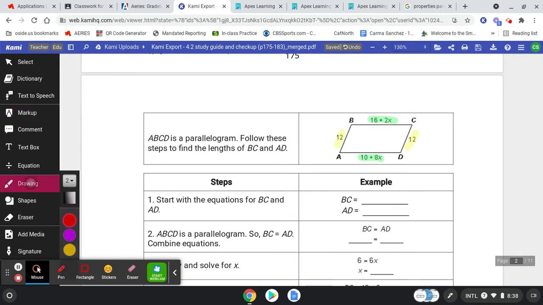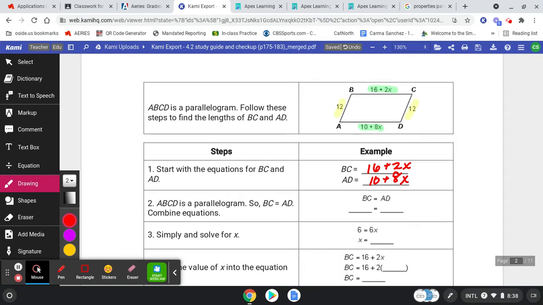BC is equal to 16 plus 2x. Do you guys see that labeled up top? And AD is equal to 10 plus 8x. And then we know that BC is equal to AD because parallelograms have equal opposite sides. So if BC is equal to AD, can't we set those equations equal to each other? So 16 plus 2x is equal to 10 plus 8x, and then we solve.